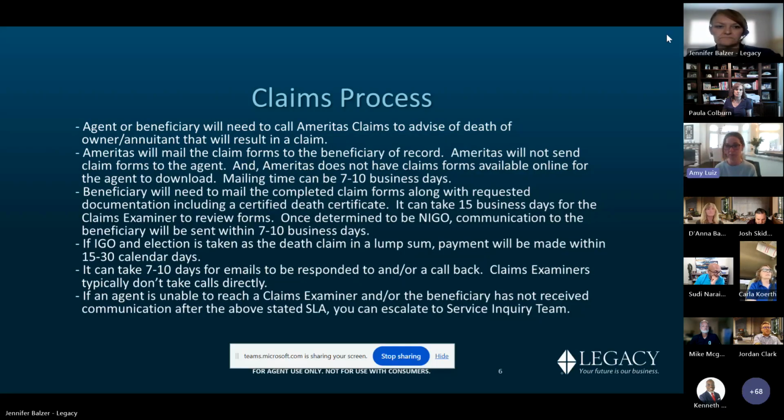There are no claim forms available online. Jen and I don't have them. They can only be obtained from Ameritas Claims. And that can usually take about 7 to 10 business days to get out.